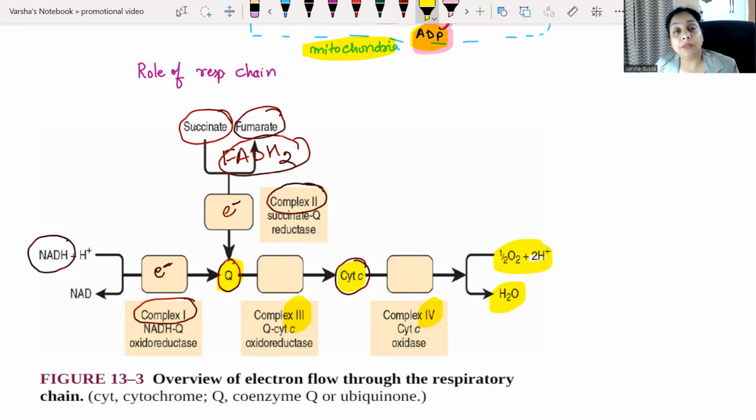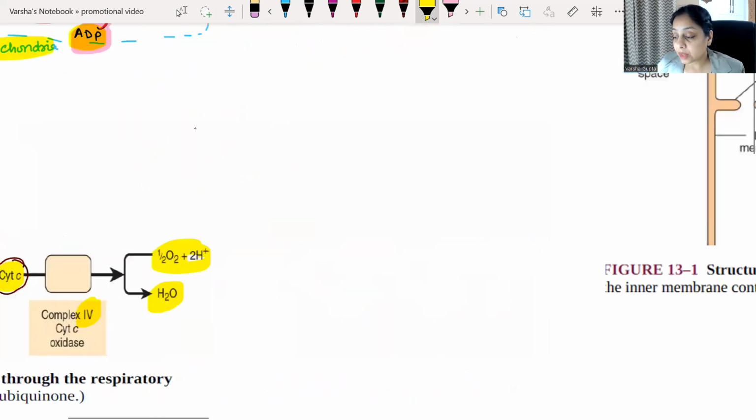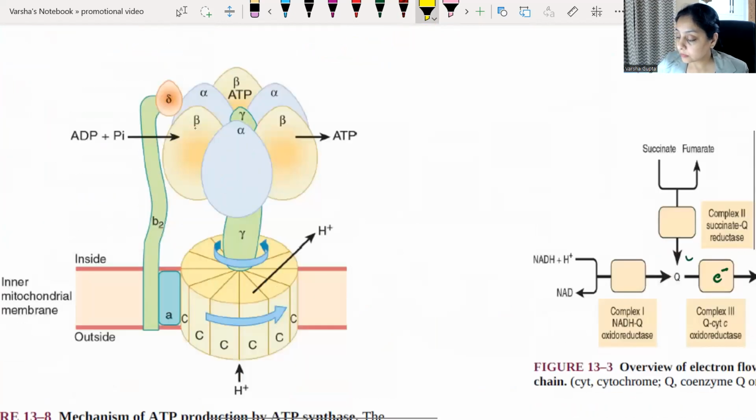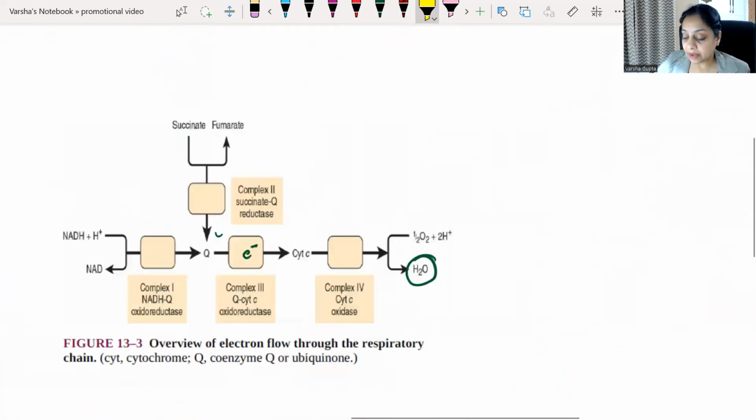And then what will be happening? Then complex 5, which we call ATP synthase, will be generating ATP. I'll tell you how it is happening, right? So now the electron transport is clear. There is another diagram I have for you.